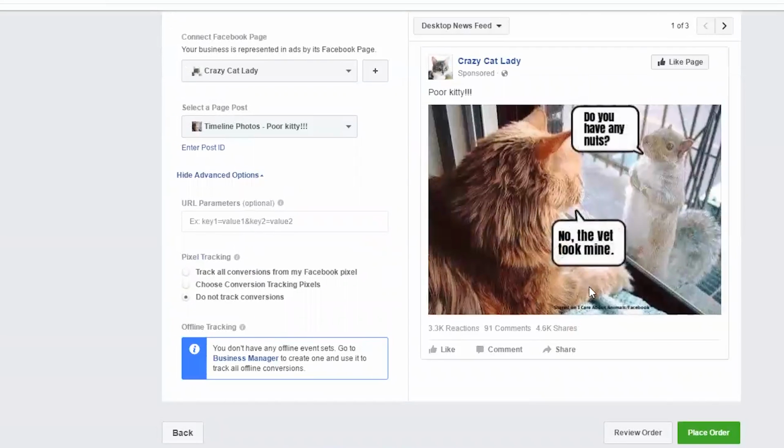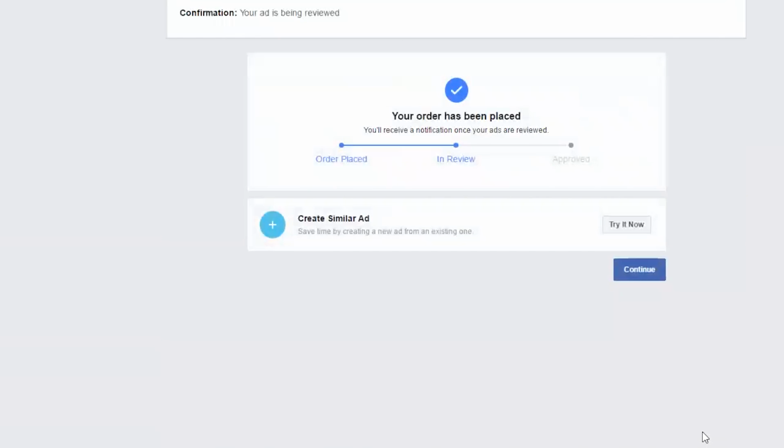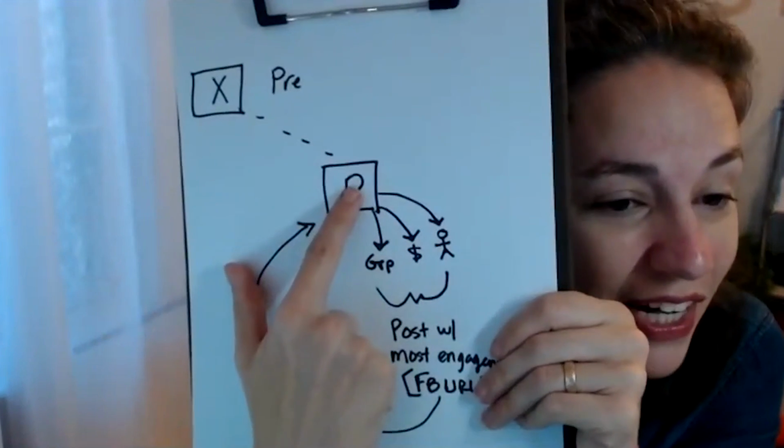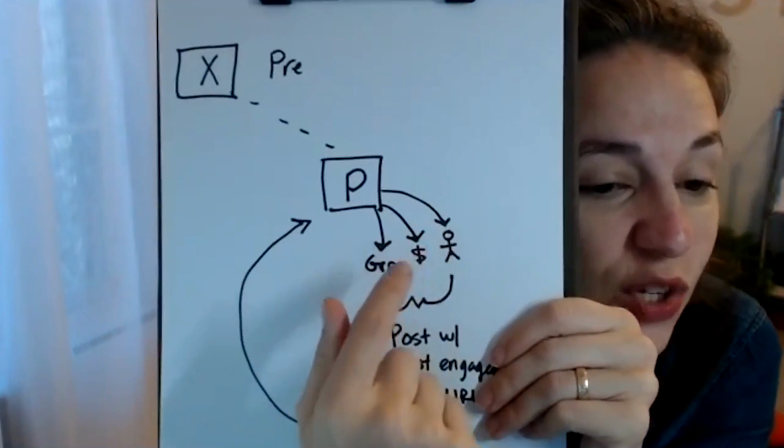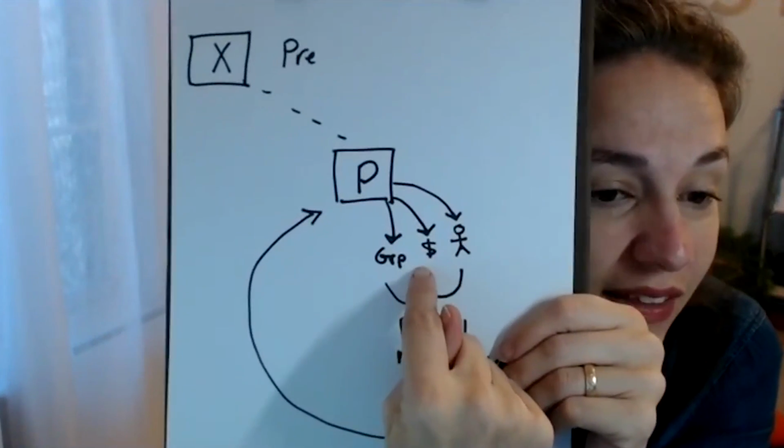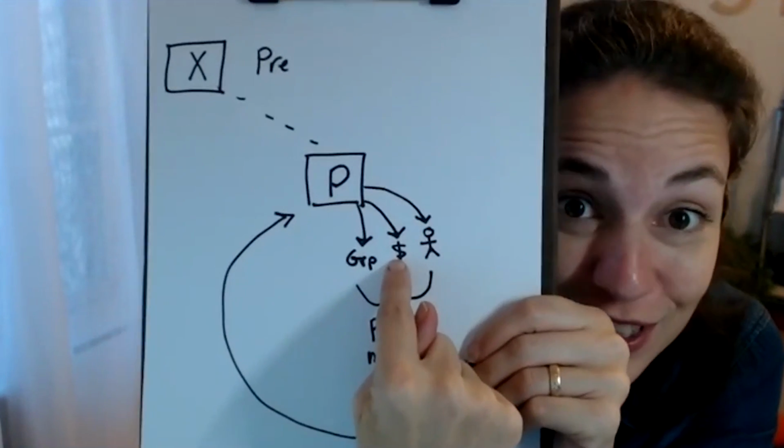I'm not tracking conversions because it's not a Facebook link. Okay, I'm going to place my order. Now that's how I just added. Remember how we talked about how we pre-juice it, we put it on our page, and then we share it, right? And so what I just did is I boosted it. That was one part of my viral funnel task.